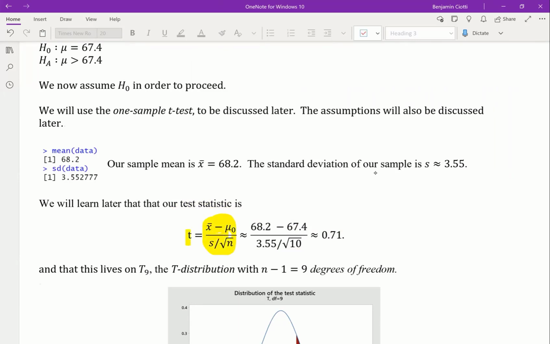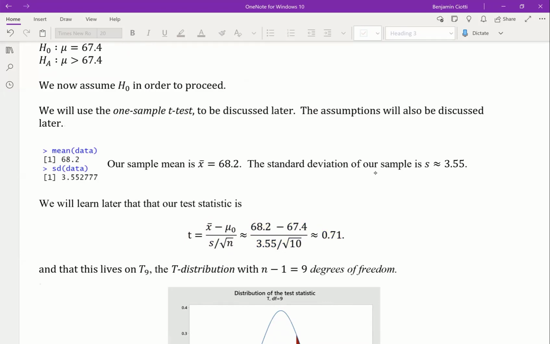We use this formula for the test statistic. We take the sample mean, minus the proposed population mean, that is the population mean under the assumption of the null hypothesis, divided by the sample standard deviation divided by the square root of the number in our sample. In this case, those numbers come out to be 68.2 minus 67.4 divided by 3.55 divided by the square root of 10, which is approximately 0.71.